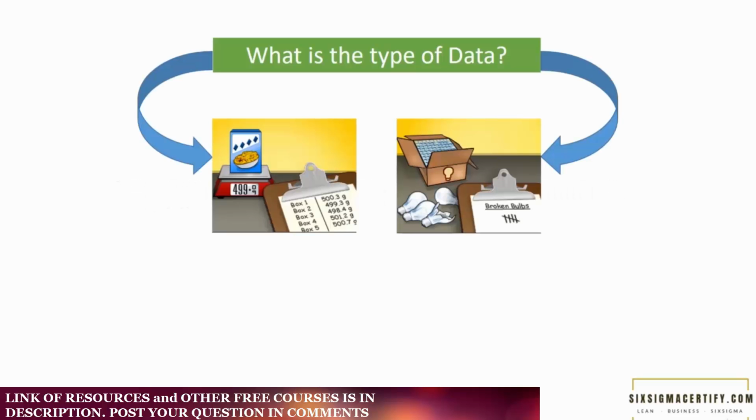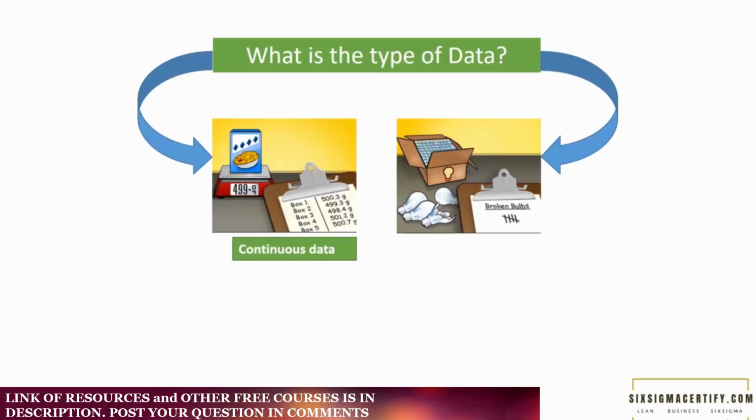In this lecture, we are going to study the pathway of the attribute control chart. Before that, I want to revise a little bit about the data. First of all, before drawing any type of control chart, we have to sort out what type of data we have. The data may be of the continuous type or the attribute type.